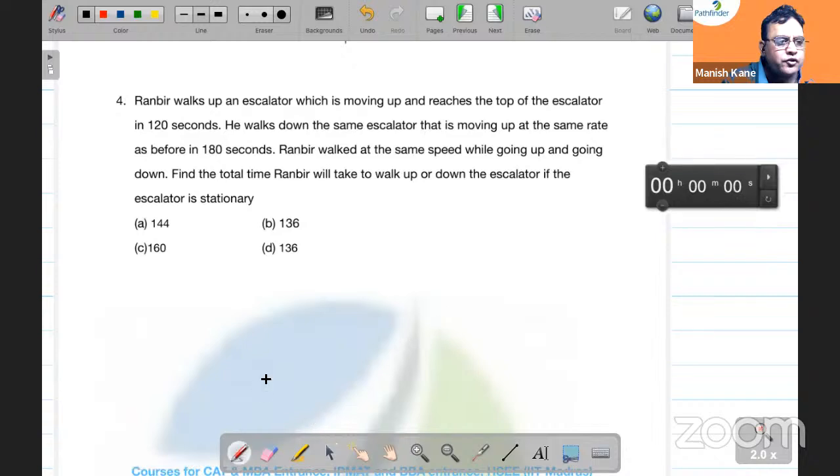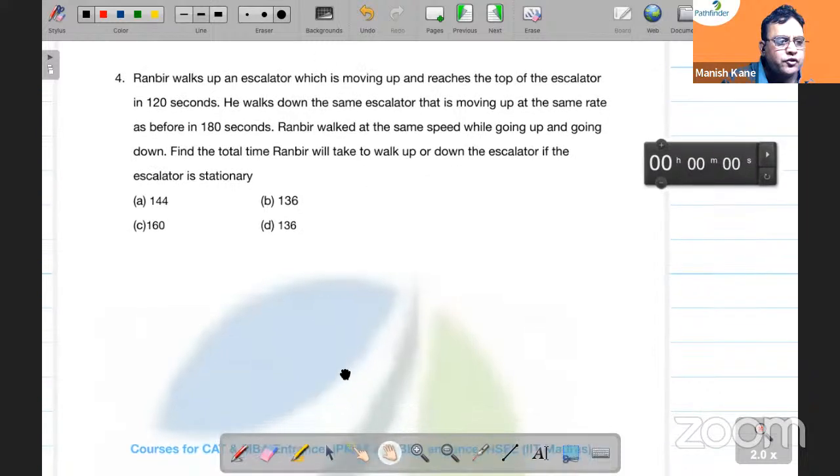Okay, anyone who solved this? Anyone who solved this? Okay.